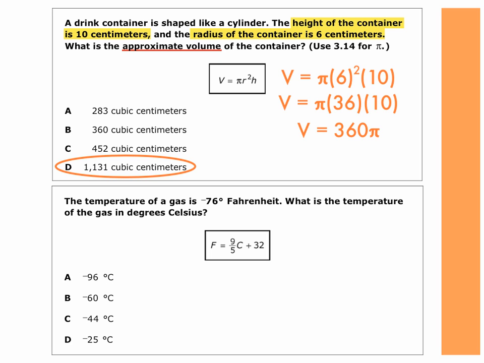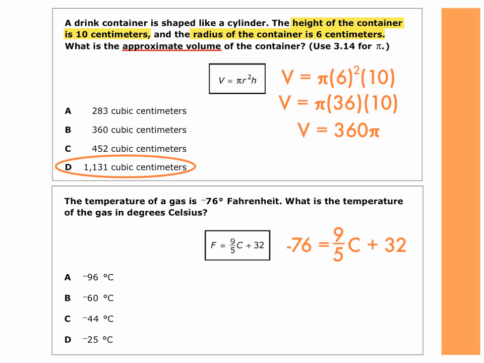The next example says the temperature of a gas is negative 76 degrees Fahrenheit. What is the temperature of the gas in degrees Celsius? Notice in this formula they give us F equals 9 over 5C plus 32. Just using common sense, we would figure out that F would be degrees in Fahrenheit and C would be degrees in Celsius. So I have negative 76 to plug in for F in this formula.